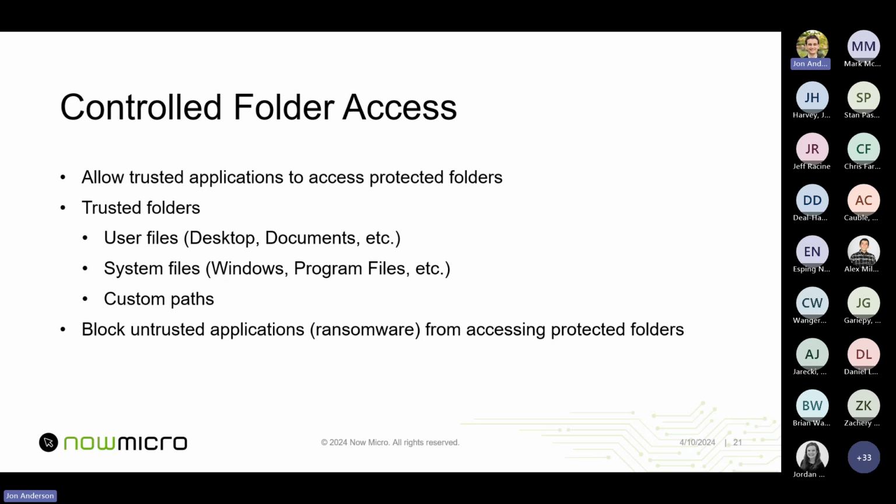And what it'll do is block an untrusted app from accessing one of those protected folders. So for instance, if somebody tries to run a piece of ransomware and it doesn't get blocked by attack surface reduction rules or something else, controlled folder access would then block it because it would say, hey, this is some weird executable that's trying to modify the user's documents and encrypt all of them. I'm not going to let that happen.